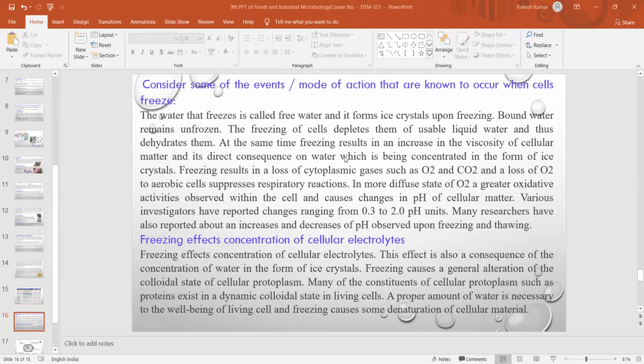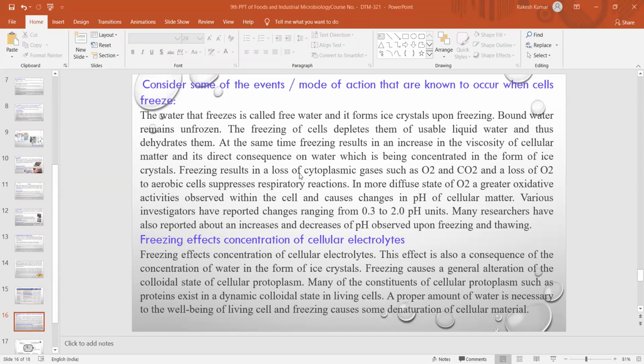So whatever free water is present in the system will be converted into ice crystals, and in that condition whatever microbes are there will be disturbed, and whatever cellular material is there will be lost, and in some kind of abnormal condition the normal metabolic function will not continue. So it will inhibit the growth as well as the activity of these different types of contaminating microbes.